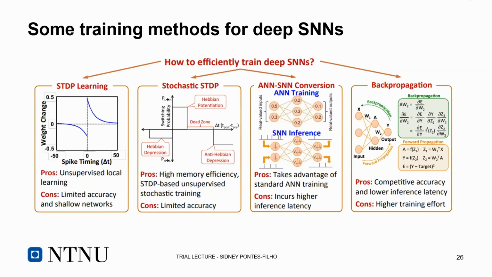We can apply spiking neural networks with backpropagation, but it needs some work because a spiking neuron is not differentiable. And then the pros are competitive accuracy and lower inference latency, but there is higher training effort because the spiking neuron is not differentiable. There are some workarounds to use backpropagation with spiking networks.